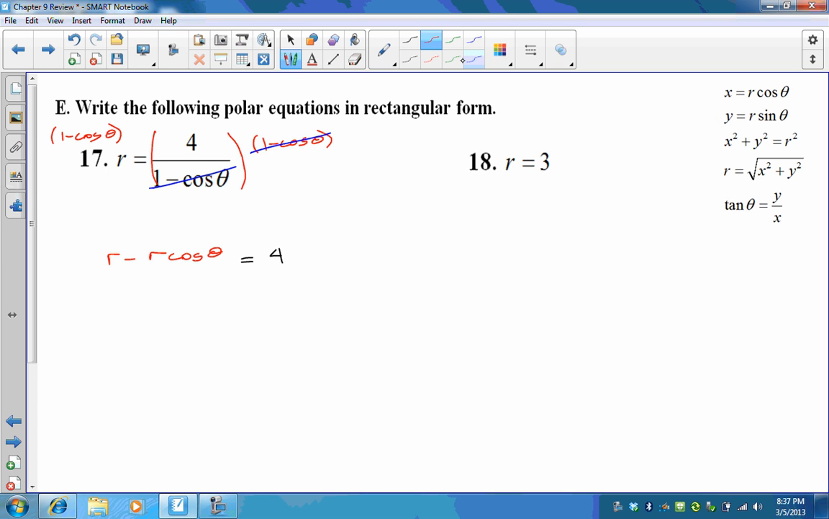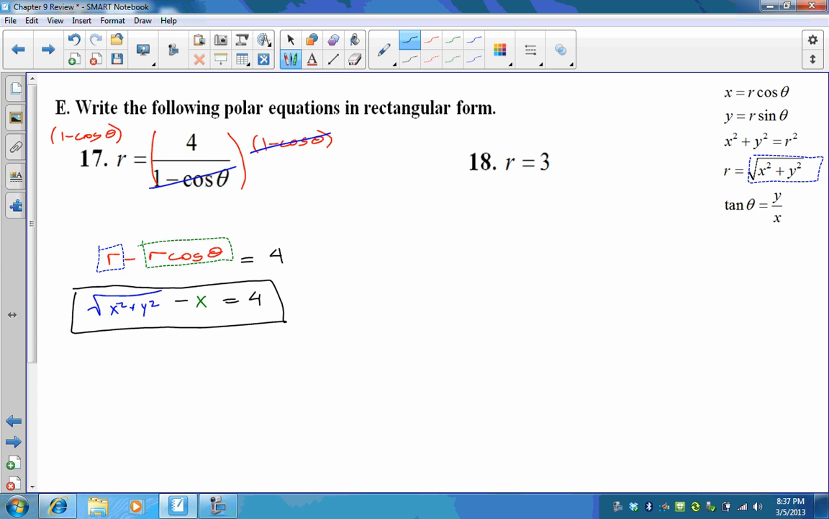And now I'm going to see what I can substitute. I do know that r cosine theta is equal to x, so that's going to come out as x. I know that r, I have an r by itself, that's equal to the square root of x squared plus y squared. And that was r minus r cosine, so it will be that minus x equals 4. And there's your answer.